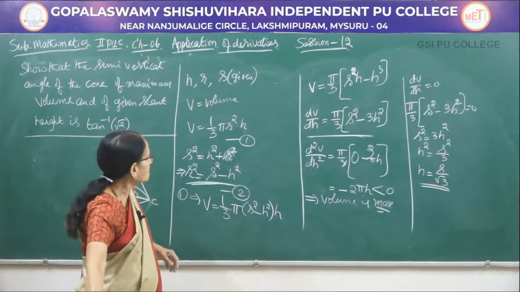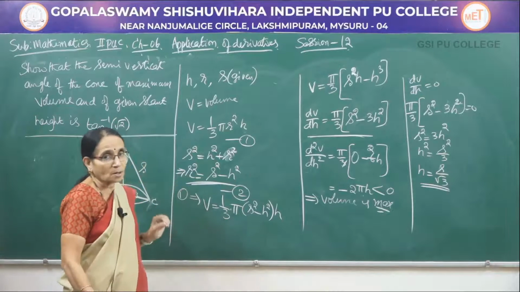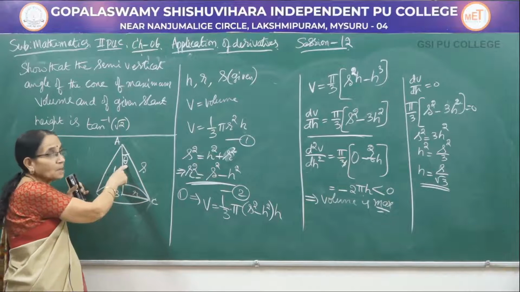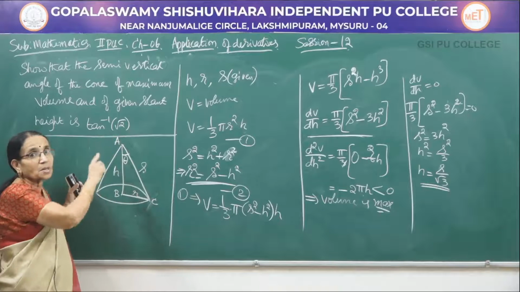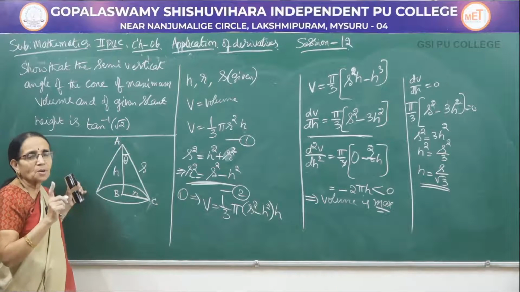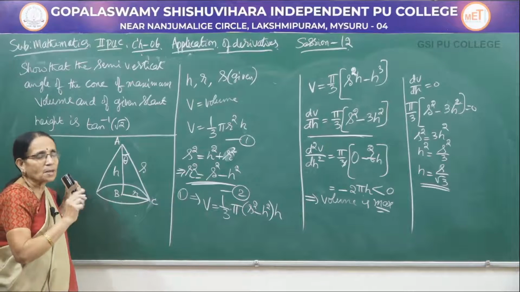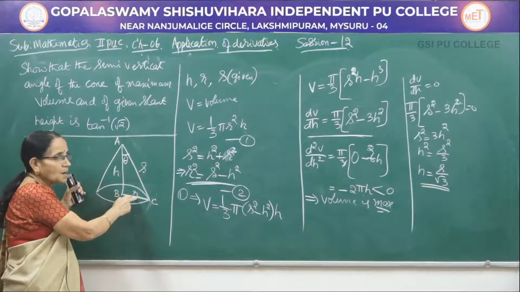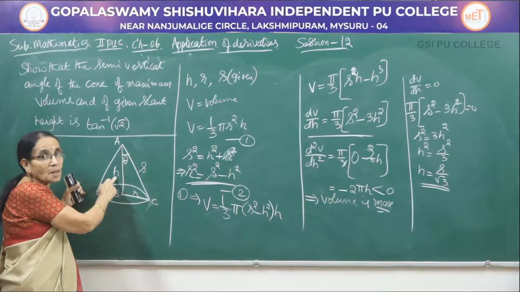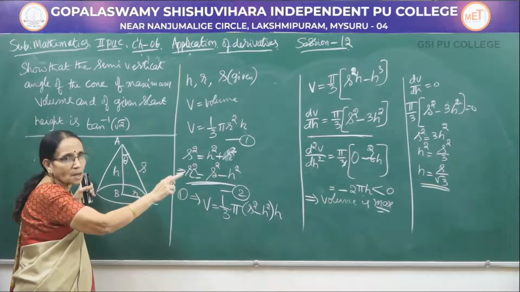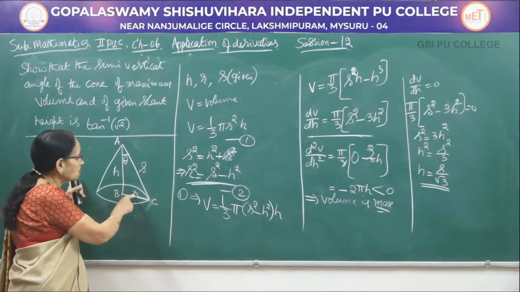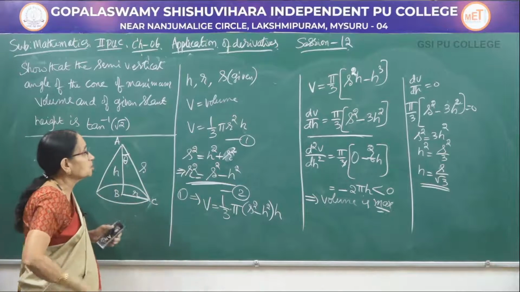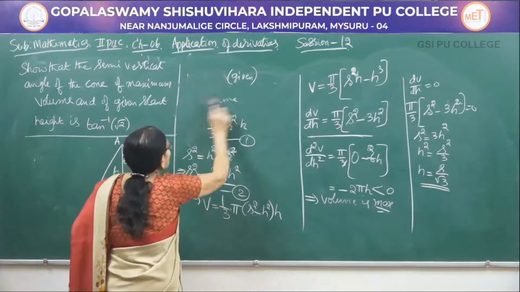Now let me calculate the value of r. The reason is, look here, we are interested in finding the value of theta. You have to show that it is equal to tan inverse of root 2. That means we have to take tan theta. How do you define tan theta? Opposite over the adjacent side. For this angle theta, r is the opposite side, h is the adjacent side. We have calculated h, isn't it? Therefore, we want to get the value of r also, so that when you take tan theta, you can show that it is equal to root of 2.